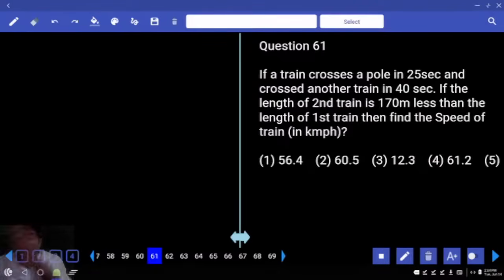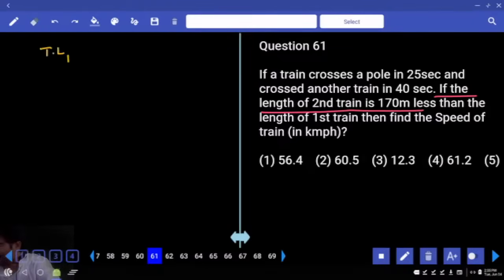Is it clear? Next case, it crosses another train. It crosses in how much time? 40 seconds. How much more time is it taking? 15 seconds more. Why is it taking 15 seconds more? Because of the length of the second train. Agreed or not? The length of the second train is 170 meters less than the length of the first train. Is it okay?